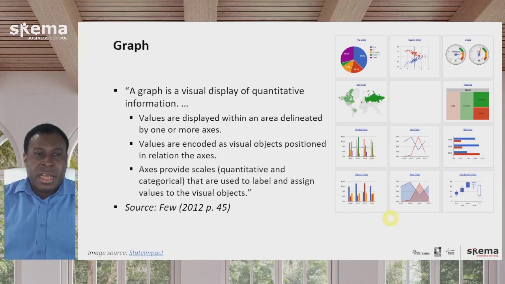In contrast, a graph is a different type of visualization. And here is a quotation from Stephen Few, one of the world's leading experts on data visualization: a graph is a visual display of quantitative information. So the key here is that a graph displays quantitative, that is numeric, countable information. It can, and normally also does, include text, but essentially there must be some numbers there to justify a graph being used. In a graph, the values are displayed within an area delineated by one or more axes.